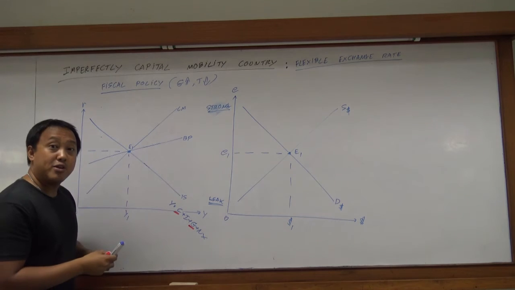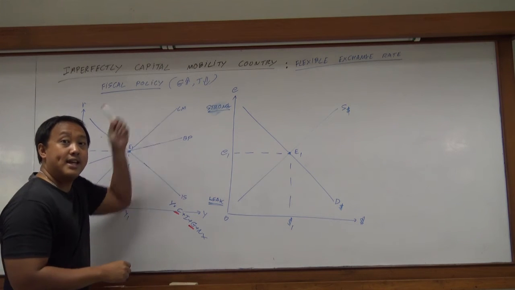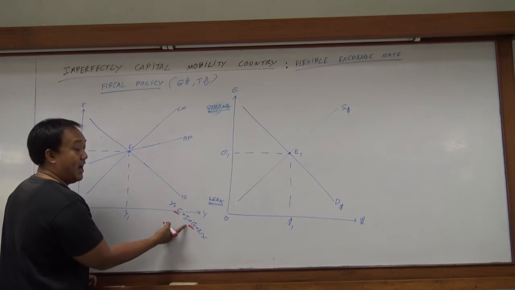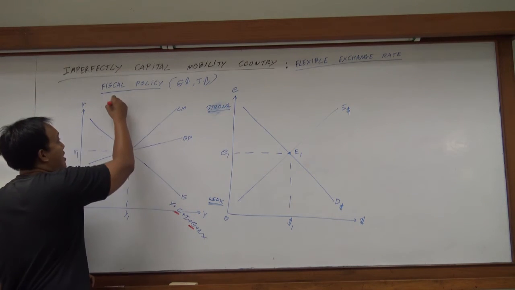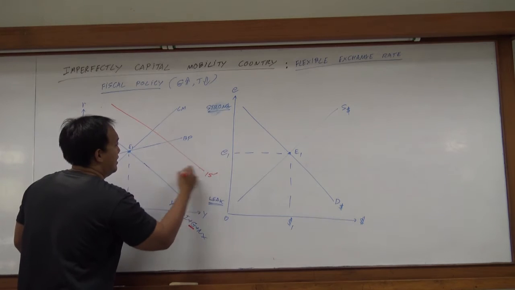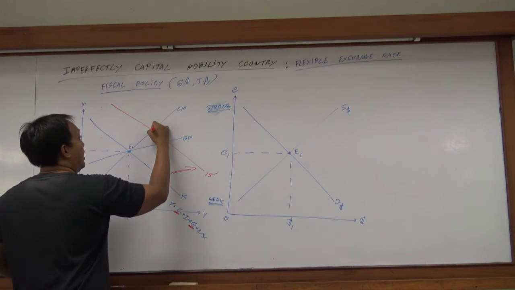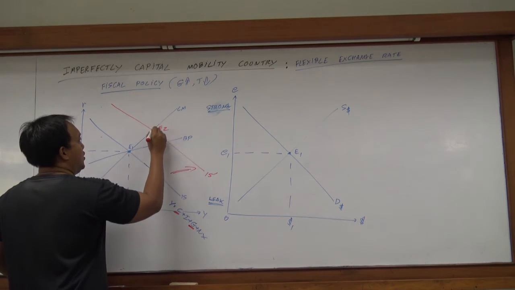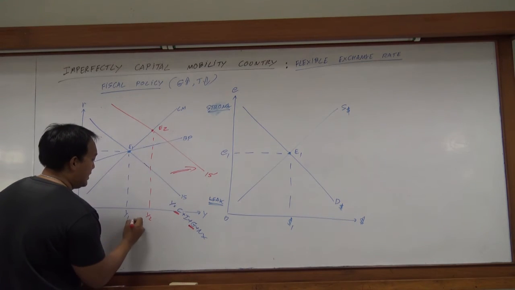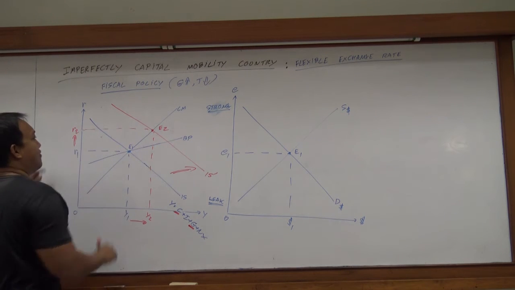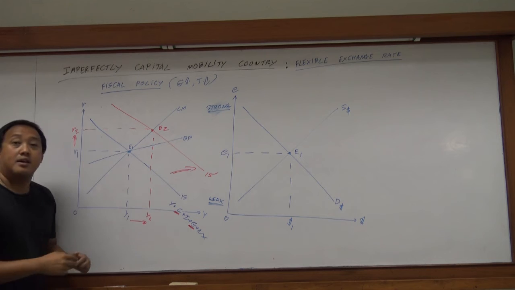Okay, one more time. Fiscal policy: the government spends more money or decreases taxes, and then we have a positive effect on the IS curve. The IS curve shifts to the right, and then we shift a little bit further, okay? So then the new equilibrium point should be here, E2, GDP increasing from Y1 to Y2. The real interest rate increasing from R1 to R2.